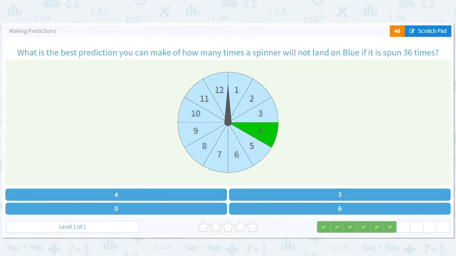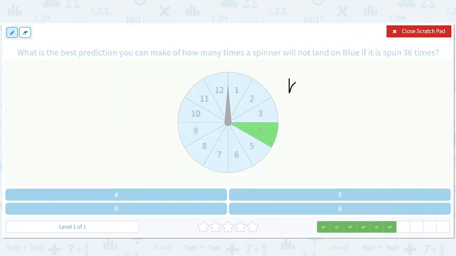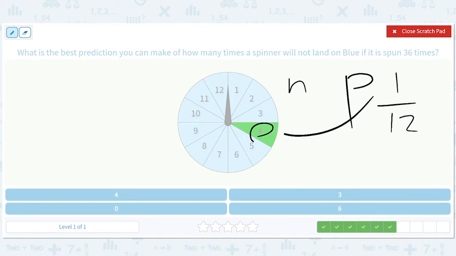What is the best prediction you can make of how many times a spinner will not land on blue if it is spun 36 times? Okay, so NP. Your P is not blue, which is very rare. It's 1 out of 12. One number out of 12. And your N is 36. So your 36 times 1/12 is 3, or 36 divided by 12 is 3.